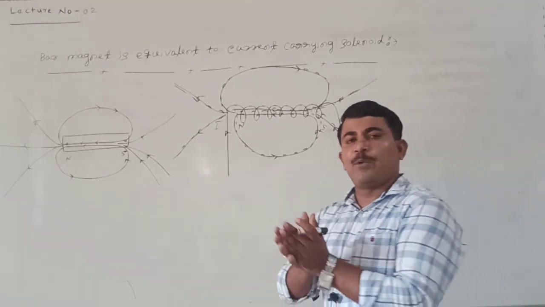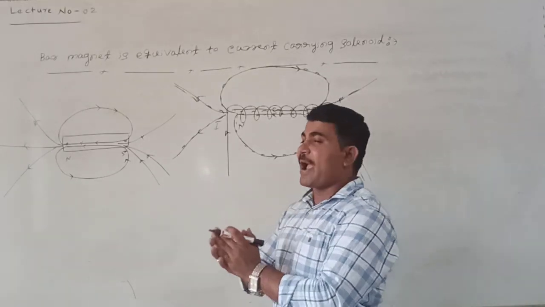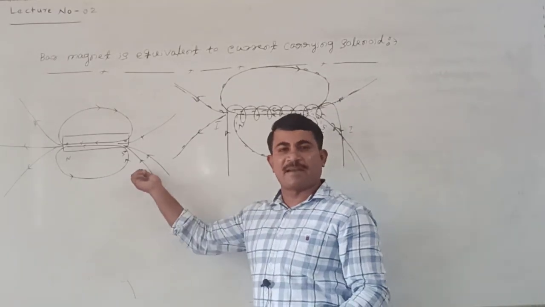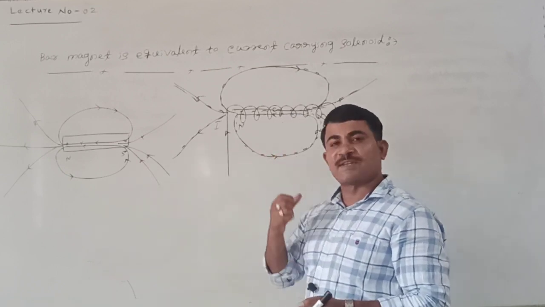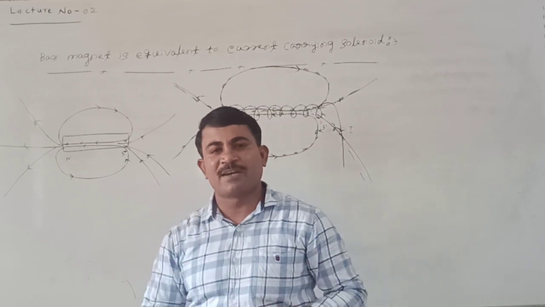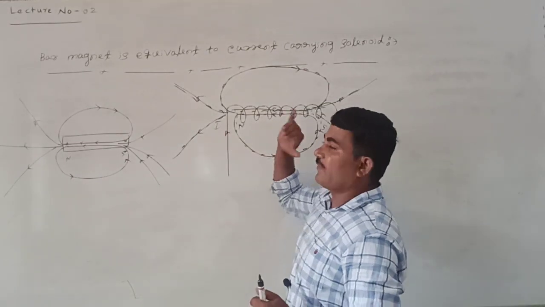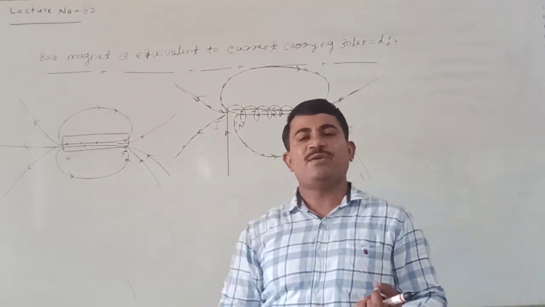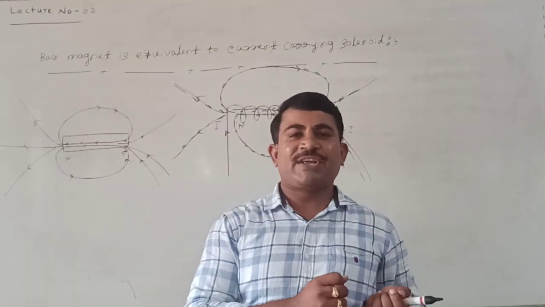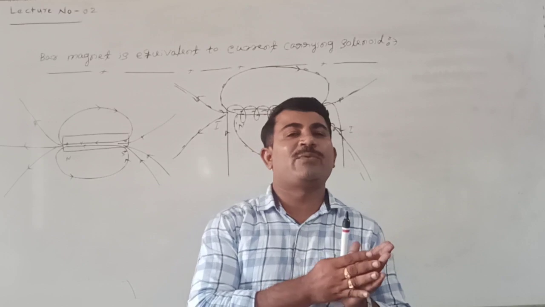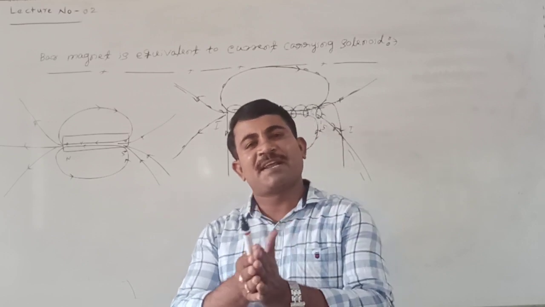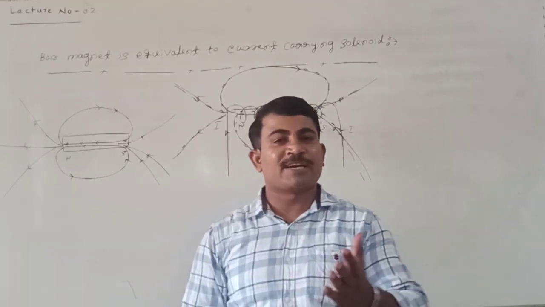If you observe both patterns, the pattern of the magnetic field of the bar magnet and the magnetic field of the current carrying solenoid, both patterns look similar. From this you can confirm the bar magnet is equivalent to a current carrying solenoid. Even so, in practice we need the mathematical treatment. How mathematically can we see the bar magnet is equivalent to a current carrying solenoid? That concept we will see.